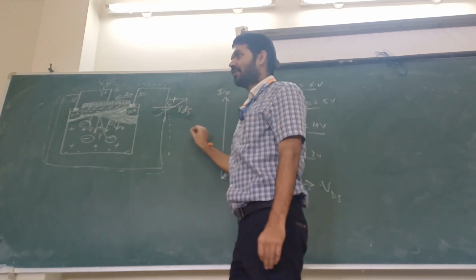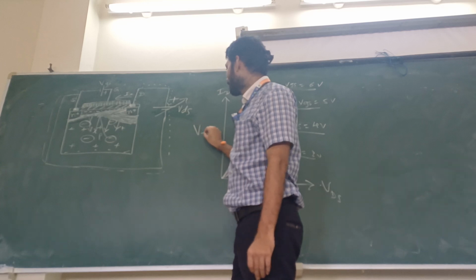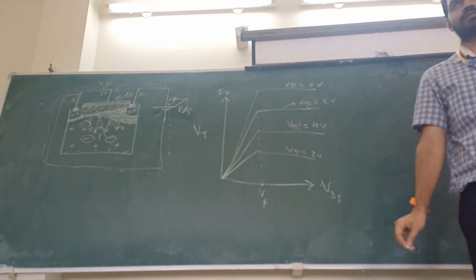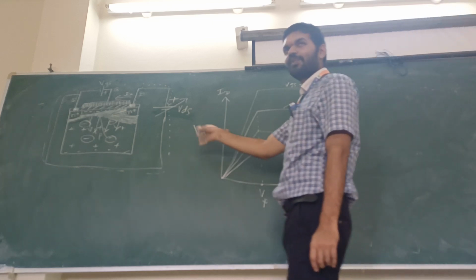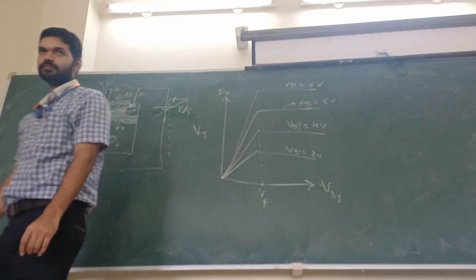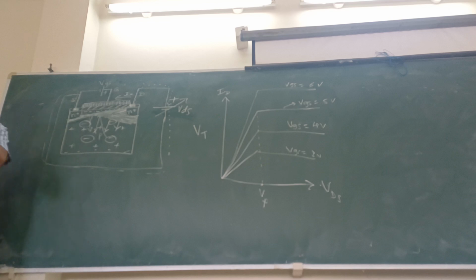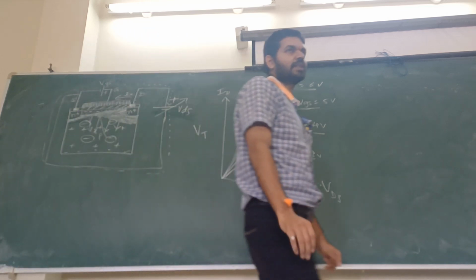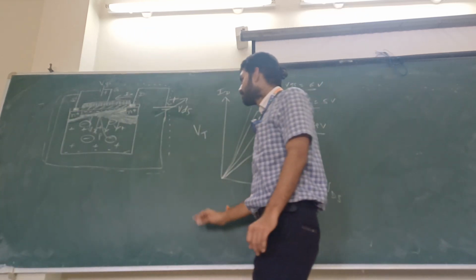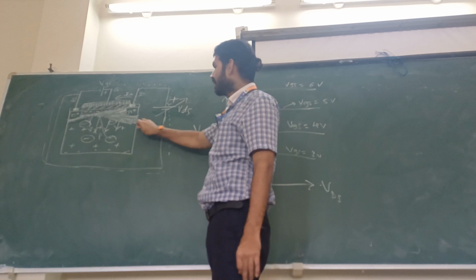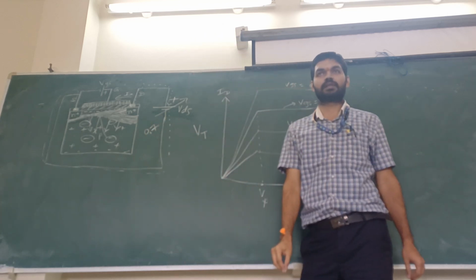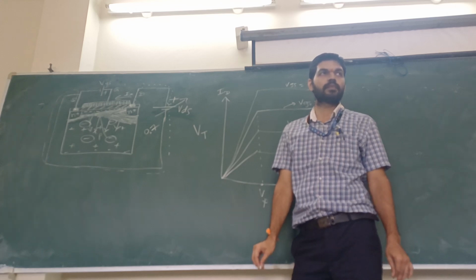Then we have something called the threshold voltage, which you know. What is threshold voltage? The voltage required to turn on the MOSFET. Adjusting the threshold voltage is one small topic. Suppose the threshold voltage here is say 0.7.